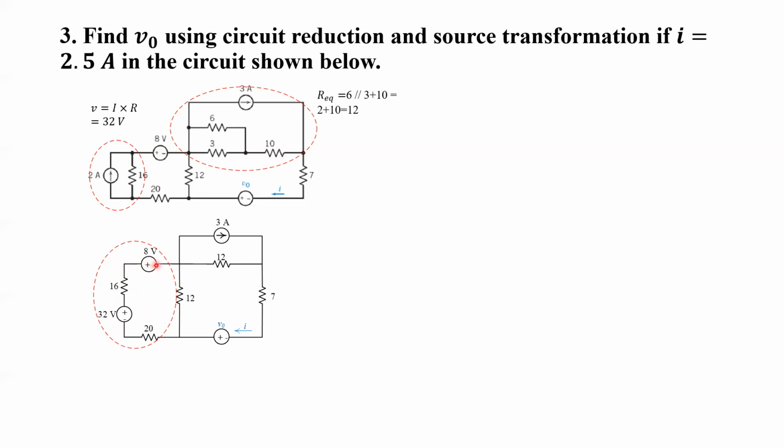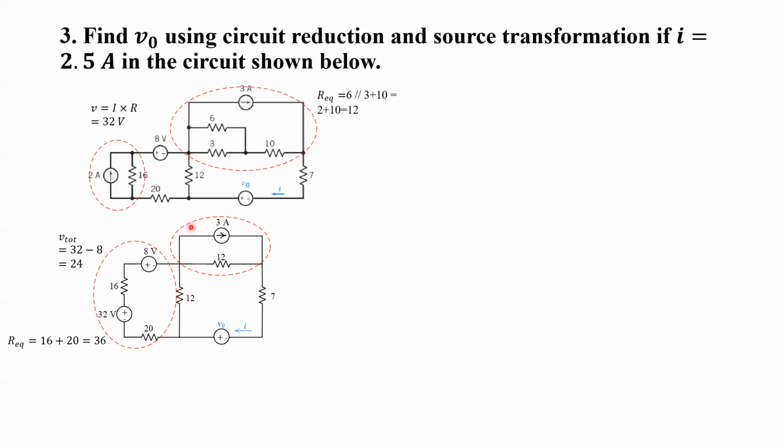If you see clockwise direction, if you move in clockwise direction, these two voltages are opposite in direction, but in series, so they'll subtract each other. So total voltage will be given by 32 minus 8 equals 24. And for total equivalent resistor, this will be added, 16 plus 20 equals 36.